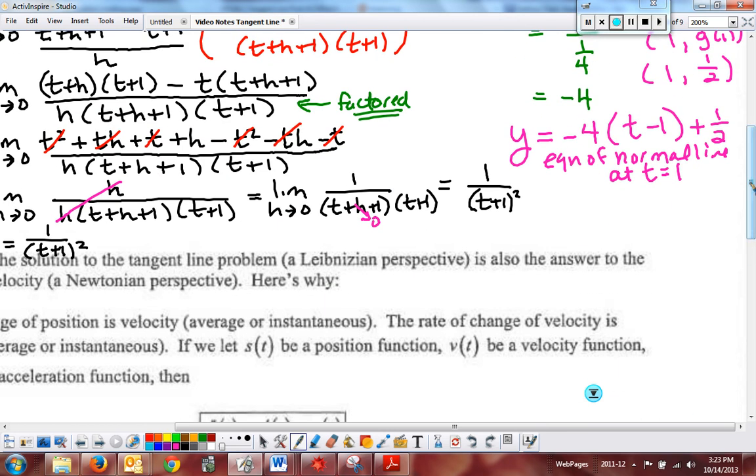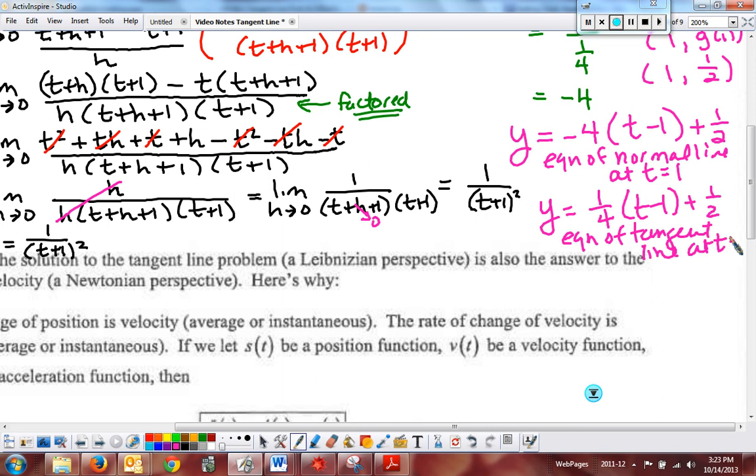All right, and then of course if they ask you for the equation of the tangent line, what would it be? It's essentially the same thing. The only difference is instead of -4, you would have 1/4, times t minus 1, plus 1/2, and that would be the equation of the tangent line at t equal to 1. So depending on what they ask you for, you should be able to do that.